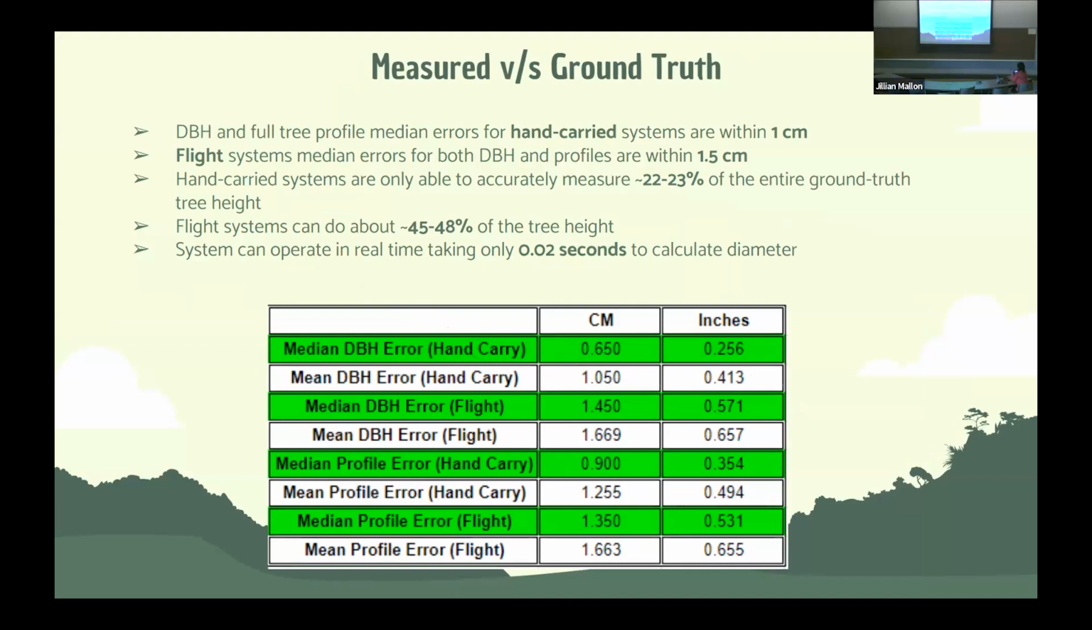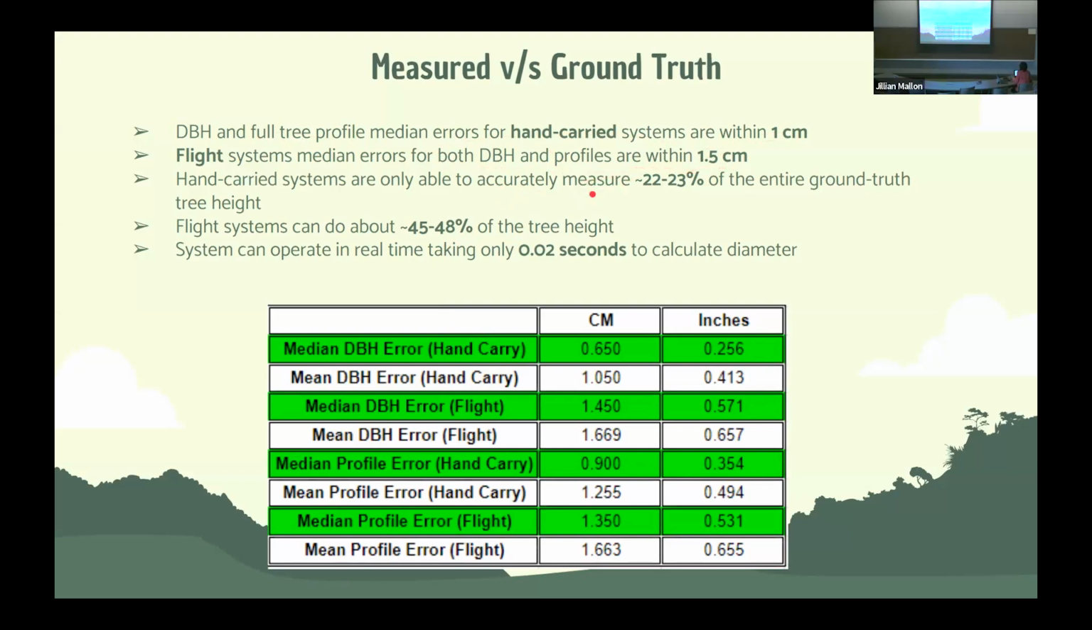which I will talk more about. Essentially, for hand carried systems, you can see for both DBH and full profile median errors, they are both within 1 centimeter. Flight systems generally do a little bit worse, where the error is within 1.5 centimeters.